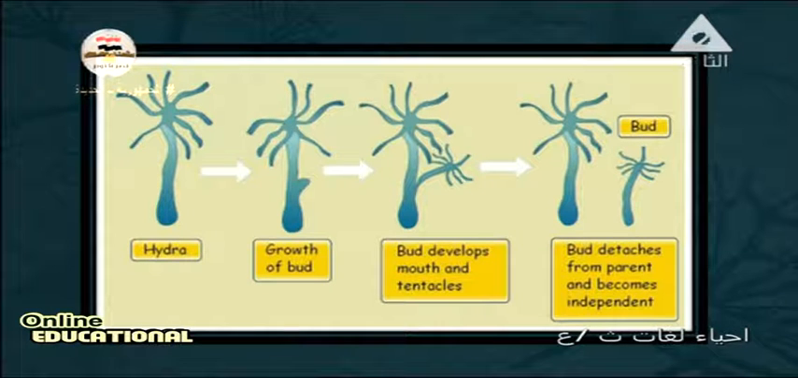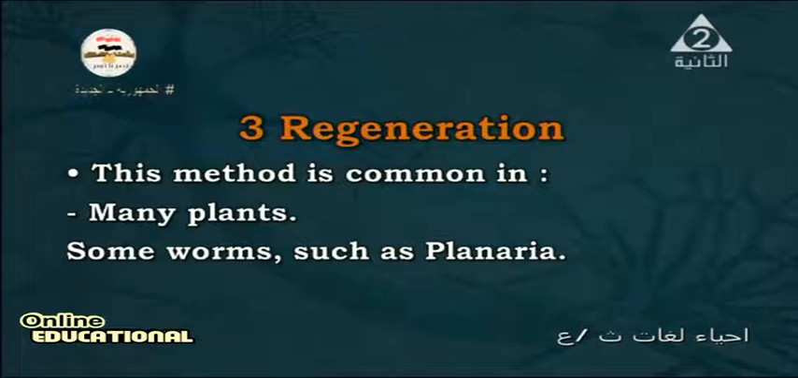The bud detaches from the parent. Detaches means goes away, separated from the parent, and becomes independent, another new individual with new systems and new characters, and undergoes mitotic division after a period of time. This method is common in many plants, also common in worms like planaria. Planaria is a type of worm. When you cut it, it produces a new individual or compensates the damaged part from it.